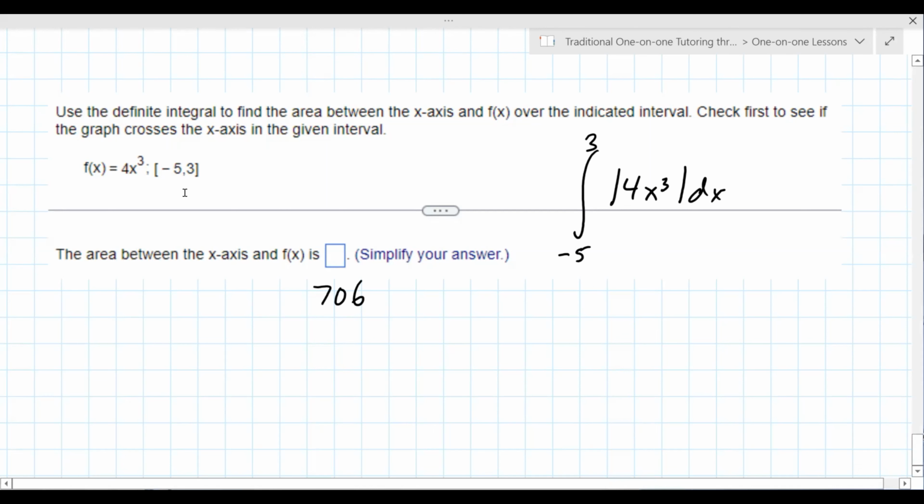So that is, I believe that's it. Yeah. 3. Okay. All right. Go back to that.